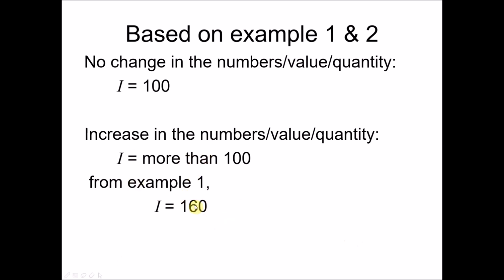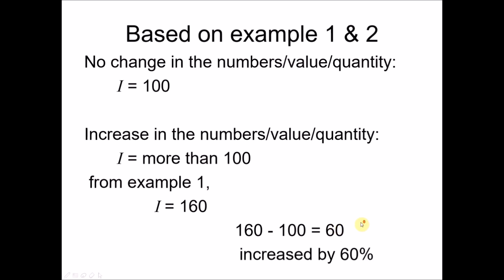So 160 means that the number of students increased because 160 is more than 100. Increased by how much? Okay, so if we take 160 minus 100, since 100 means there is no change, this 60 here means the increase in the number of students is 60%. So the 60 here gives us the information that the numbers increased by 60%.